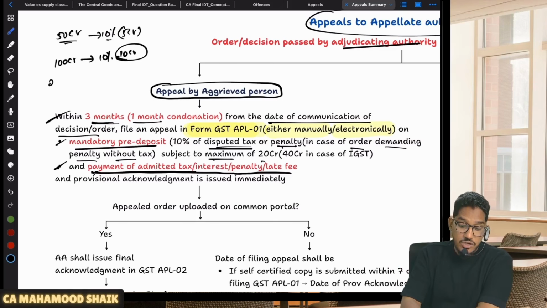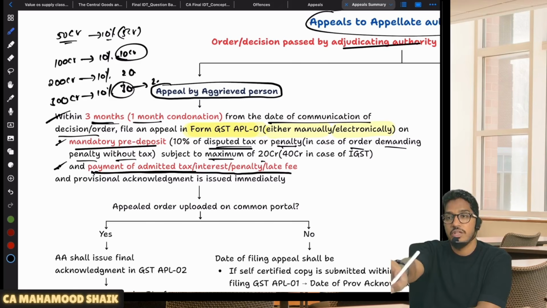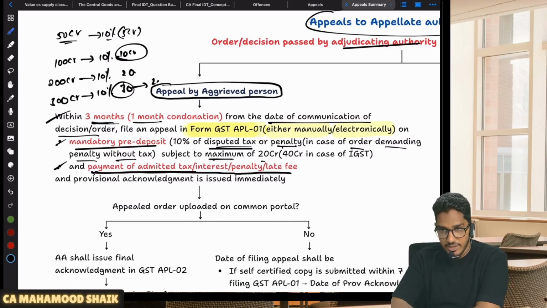You are going for 200 crores of appeal, disputed tax. How much are you required to deposit? 10%, 20. You are going for a CGST of 300 crores of appeal, 10%, which will be how much? 30, but subject to a maximum of only 20. Only 20. So they have capped the limit there. So very important point. You have to make a mandatory pre-deposit.